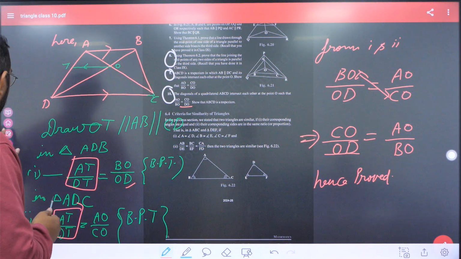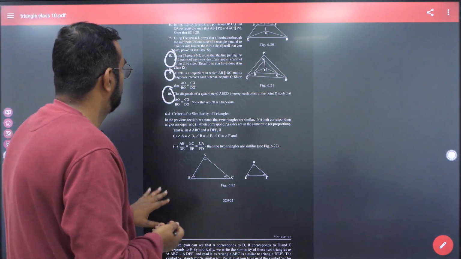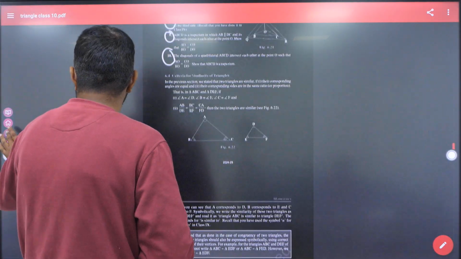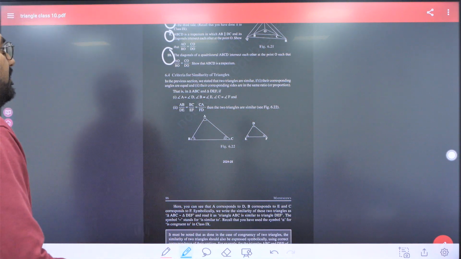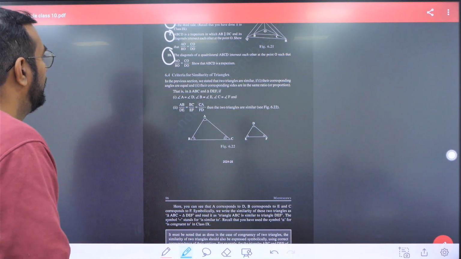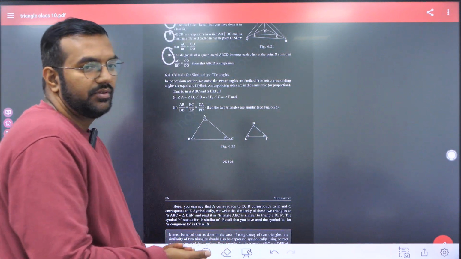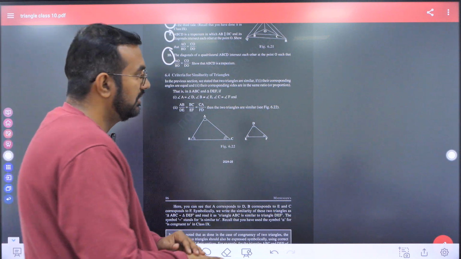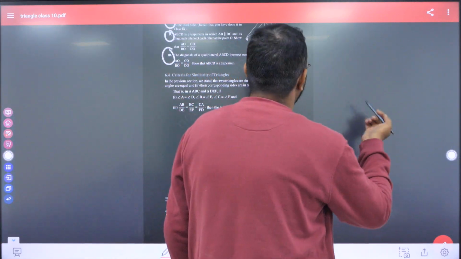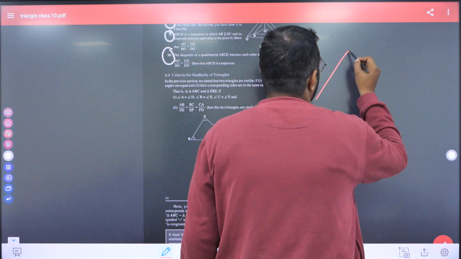So let's move to question number 10. The diagonals of quadrilateral ABCD intersect each other at point O such that AO upon BO is equal to CO upon DO. Show that ABCD is a trapezium. It is just the opposite of the last question. Here it has given what we have proved in the last question.